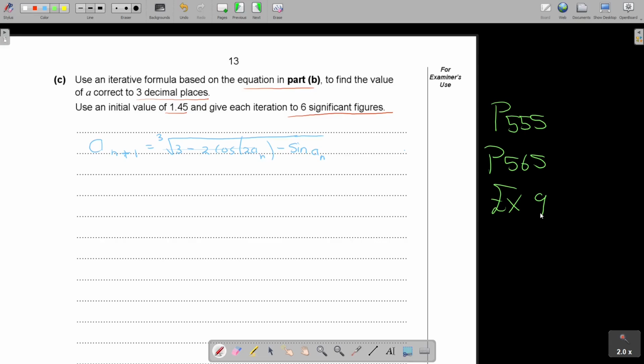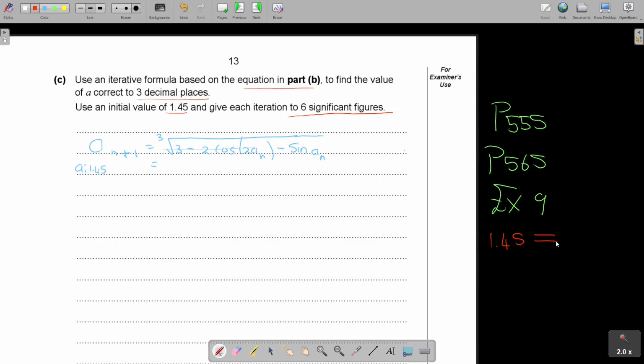Okay, now I'm going to start with A1. So the first one, I'm going to make that A equal to 1.45. That's what I'm going to start with. And then I'll tell you how to press it on your calculator. So A1 is the first value. Before you start pressing it in, press on your calculator 1.45 and then press equals. Are you with me? Okay, now it's saved in.